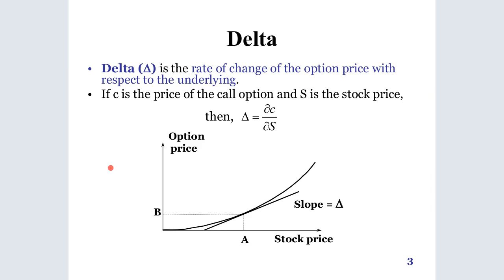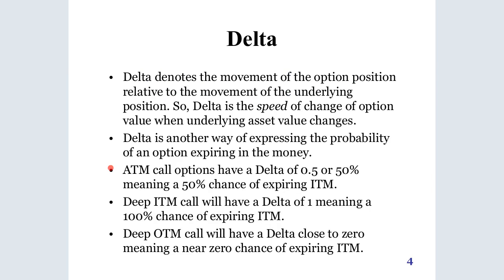So what is delta? If we look at the graph of the option price and the stock price, as the stock price changes, delta is a rate, as I have written out there: the rate of change of the option price with respect to the change in the underlying. So if C is the price of the call option, then delta is the partial derivative of C with respect to S. Similarly, if it is a put P, then it will be the partial derivative of the put with respect to S.